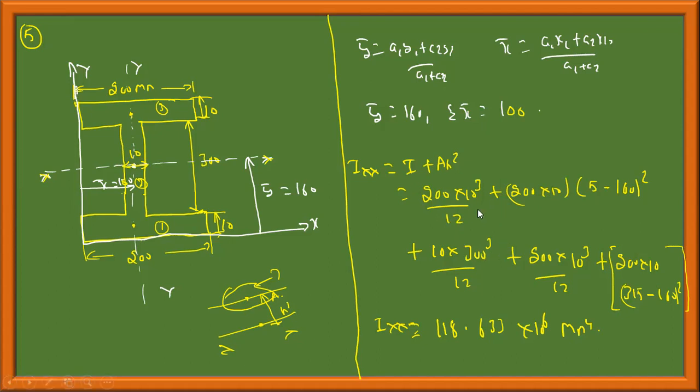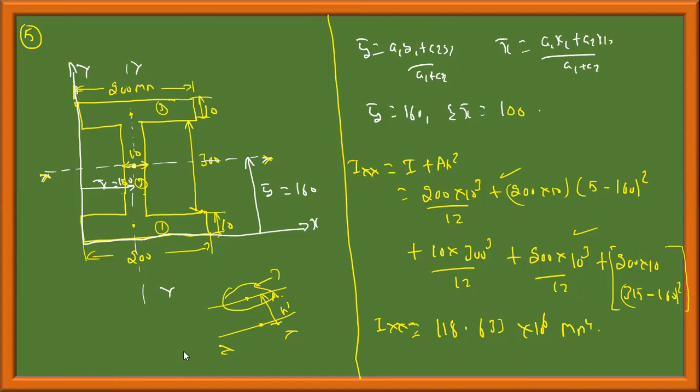You can do 200 into 10 power 3 by 12 plus 200 into 10, 5 minus 160 the whole square. This term and this term are the same, it is symmetrical. You can take 400 into 10 power 3, sorry, I cannot take 400, you should multiply the whole thing by 2 and then tell me. Are you getting this answer, Mekala? Did you get this answer, Sushil Kumawat? Yes, sir. Now got it. Okay, go ahead.